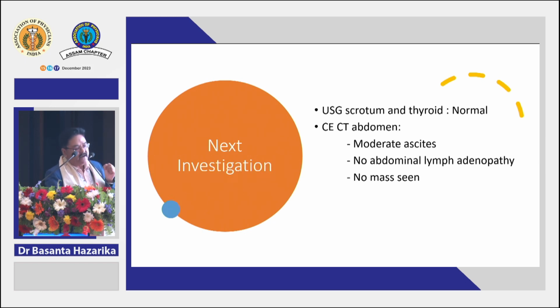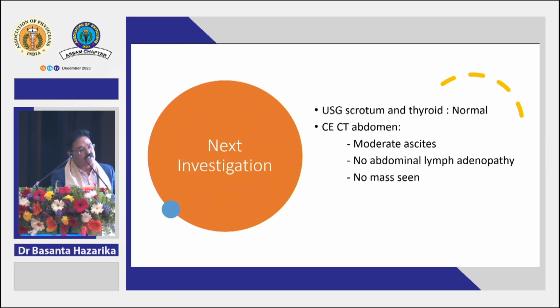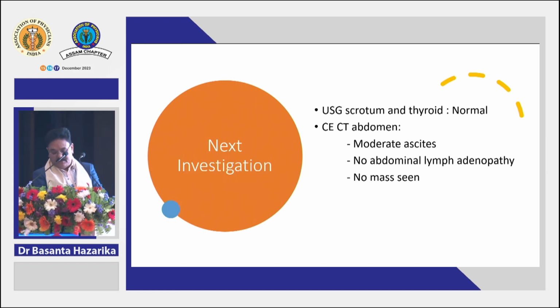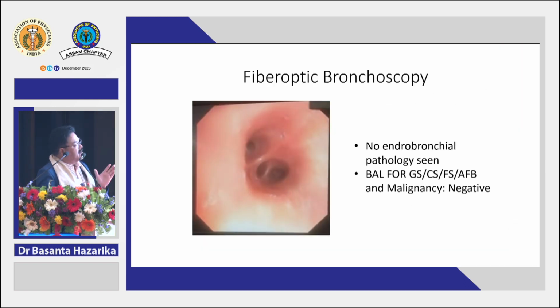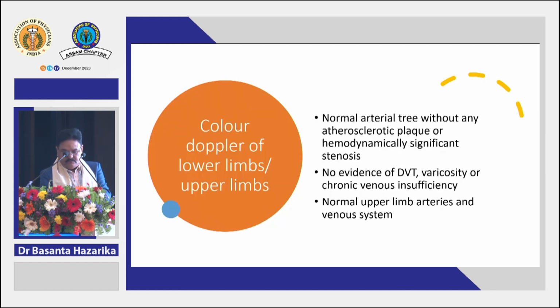To exclude a secondary, we did ultrasound of the scrotum and thyroid, and abdominal ultrasound; CT abdomen was done. There is a moderate ascites, no abdominal lymphadenopathy, and no mass is seen. Bronchoscopy was done. There is no endobronchial pathology, and lavage fluid Gram stain, AFB, and malignant cytology are also negative. Then color Doppler of upper and lower limbs also does not reveal any pathology.